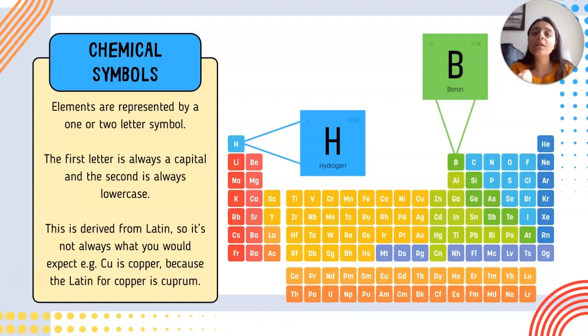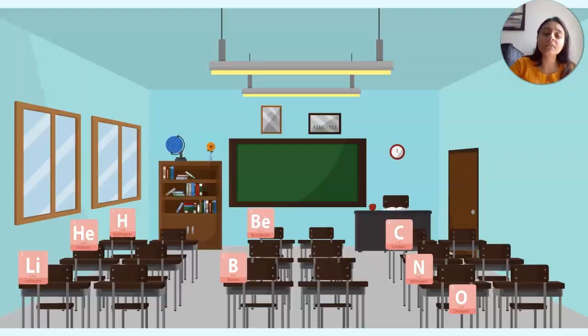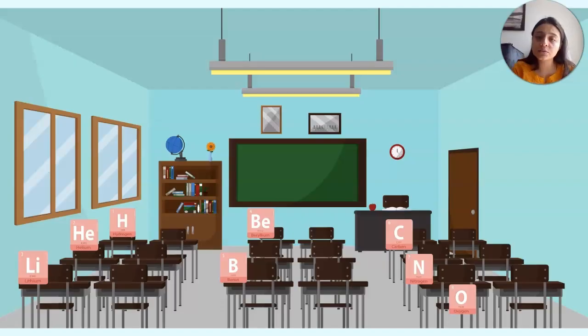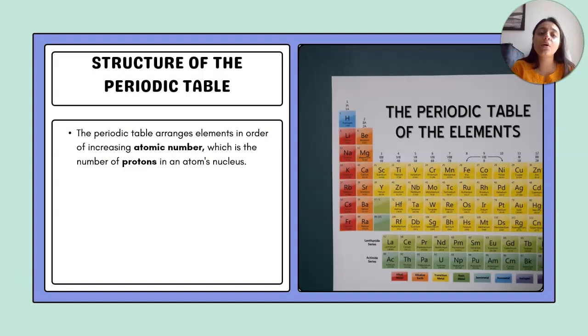In order to understand the periodic table, I would suggest you all learn at least elements 1 to 20 with their chemical symbols. Alright. So when we imagine the periodic table as a classroom, we get the structure of the periodic table. As in a classroom, the students are arranged in rows and columns, similarly in the periodic table, the elements are arranged on the basis of their atomic number, which is the number of protons in the atom's nucleus.